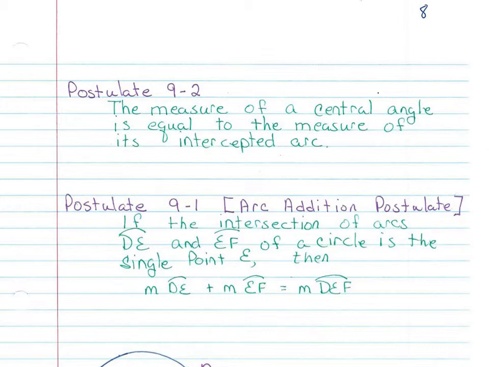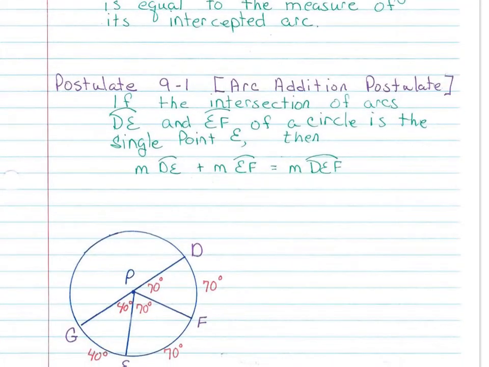And then the second postulate. We've had the segment addition postulate, the angle addition postulate, and now we have the arc addition postulate. It says if the intersection of two arcs is a single point, in this case we have arc DE and arc EF, if their intersection is just point E, then we can add the measure of arc DE to the measure of arc EF and get the measure of arc DEF. So the postulates, things that obviously make sense, don't have to be proved. We accept them as fact. And it works just like the segment addition postulate and the angle addition postulate.